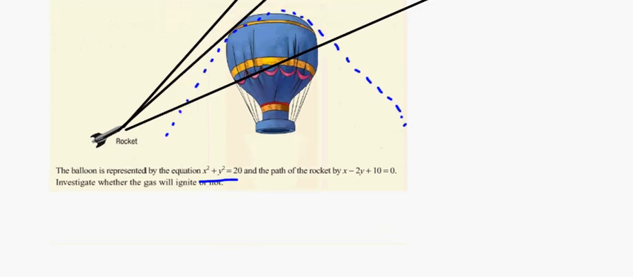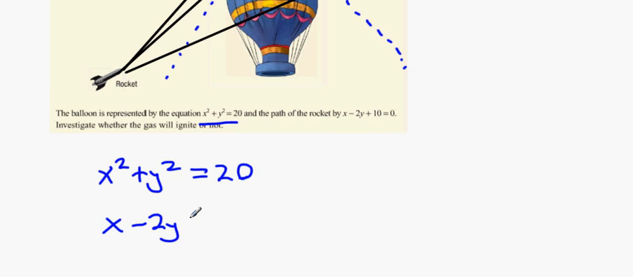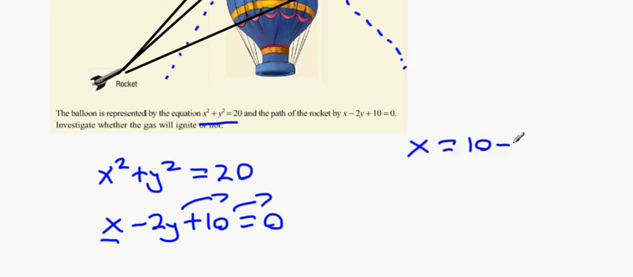So what happens is I write down my two equations. x squared plus y squared equals 20. The second one is going to be x minus 2y plus 10 equals 0. I have to solve this. Now to solve this, what we're going to do is first get one of the letters on its own in the linear equation. x currently has no numbers in front of it, so I can move the other two over to the other side. So I'm going to get x equals 10 minus 2y.